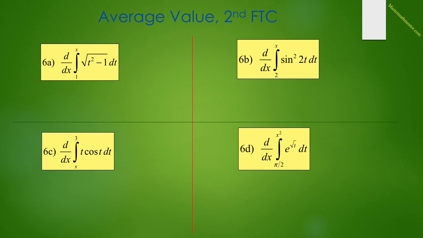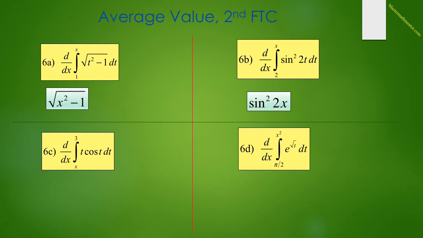6a through d ask you to take the derivative of a definite integral. They look very complicated, but in reality can be done in one step using the second fundamental theorem of calculus. 6a asks us to take the derivative with respect to x of the integral from 1 to x of the square root of t squared minus 1 dt. We cannot integrate the expression, but we do not have to. All we do is replace the t with an x, and our answer is the square root of x squared minus 1.